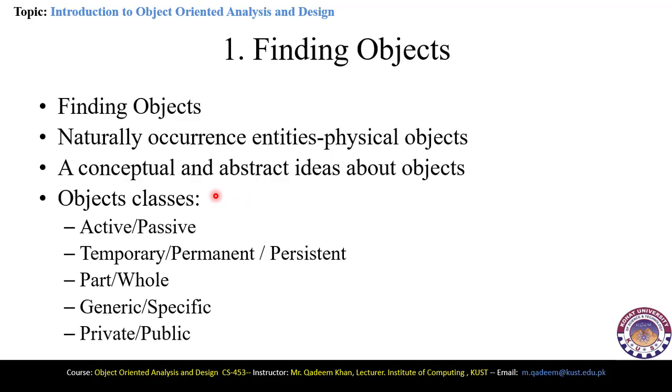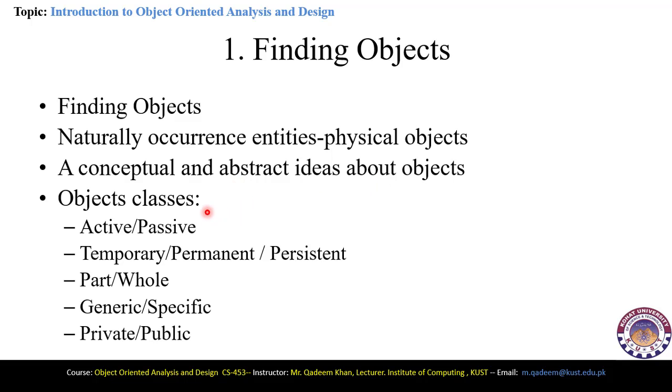Also, finding the objects means the conceptual or abstract idea about the objects, meaning what different objects are related to the problem. For example, if we are going to develop a buying and selling system for products, then here the customer is one of the objects. Similarly, the admin is another object. Similarly, the cash or the payment is also another object here.